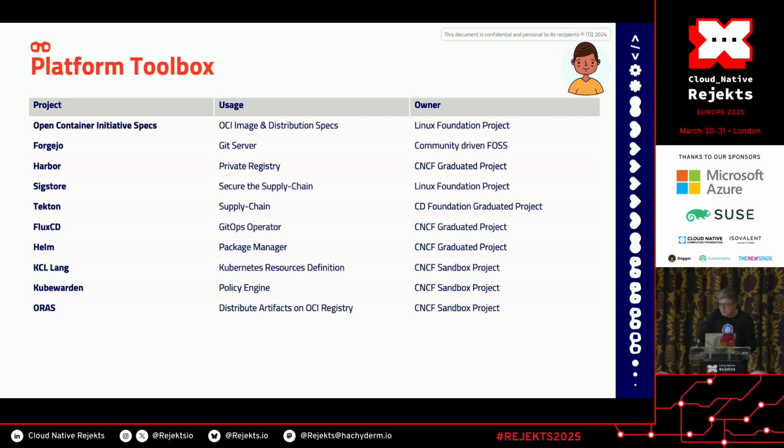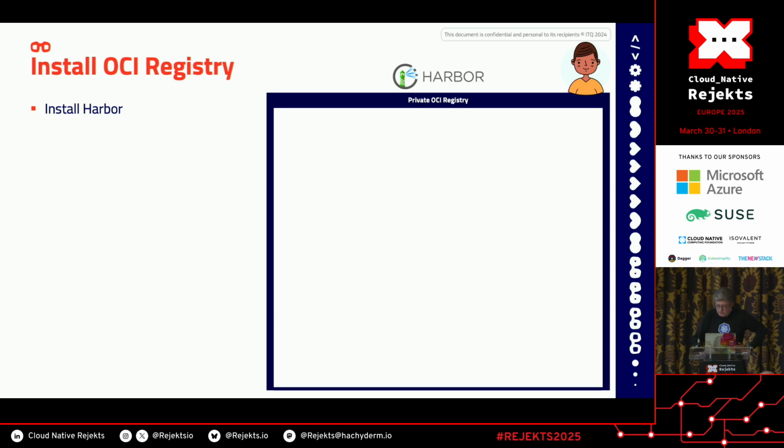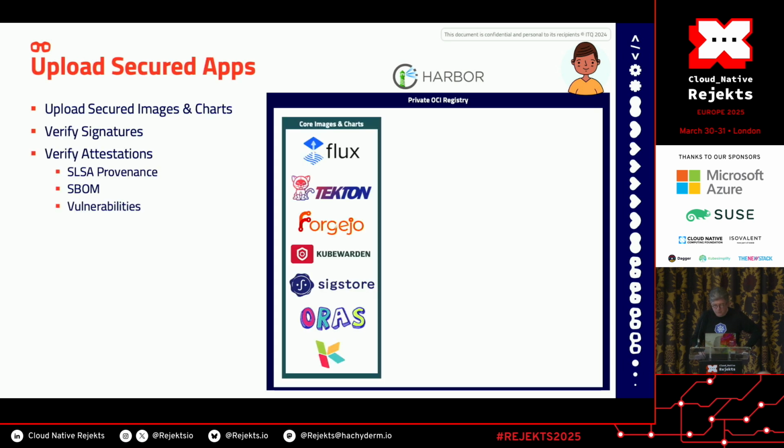So we'll use FluxCD as a GitOps operator, but instead of using Git as a source of truth, we will use the OCI registry as a source of truth. So the GitOps operator will fetch information from the OCI registry instead of the Git server. So first of all, we need to install the private registry. Dave decides to use Harbor as a private registry, so install Harbor.